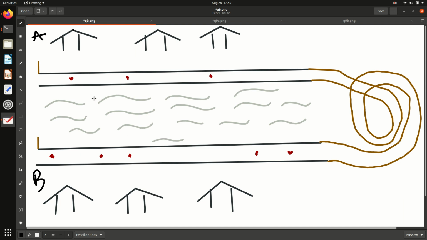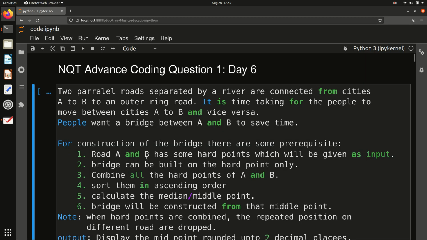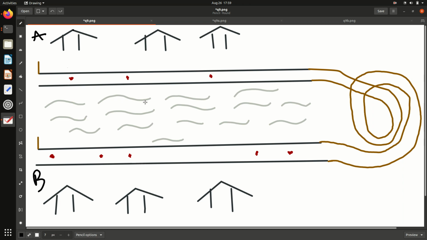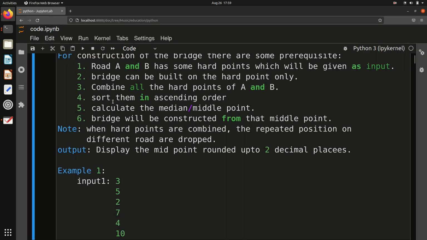They try to create some background, so no need to worry about this. This was just a background, but if I tell you that this question is just to find the median, then what will you think? Yes, in this question they are just asking to find a median, and the points, as I told you, are already given. Points 1, 2, 3 are given on A, and points 1, 2, 3, 4, 5 are given on road B. What we have to do is combine all these points and find the midpoint or the median. So this is the simple question they are asking.